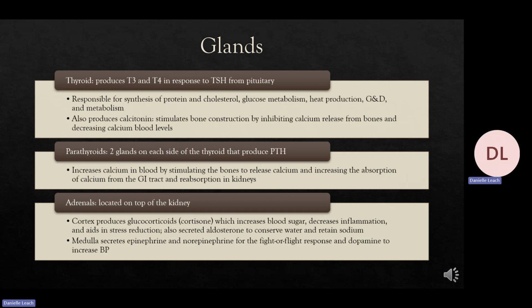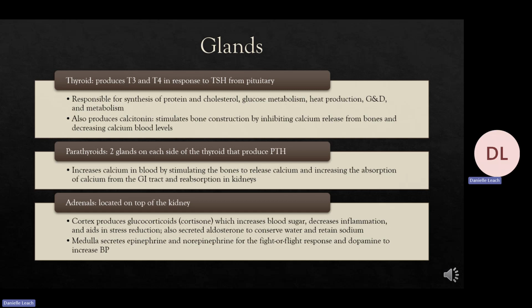The thyroid gland consists of two lobes in the anterior neck region, just below the larynx. It produces T3 and T4 in response to TSH being released from the pituitary gland. So the pituitary gland releases TSH, and that in turn causes the thyroid to produce T3 and T4. They're responsible for synthesis of protein and cholesterol, glucose metabolism, heat production, growth and development, and metabolism. It also secretes calcitonin, which stimulates bone construction by inhibiting calcium release from the bones and decreasing calcium blood levels.